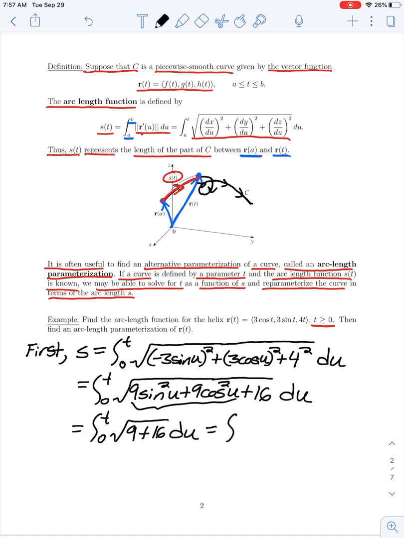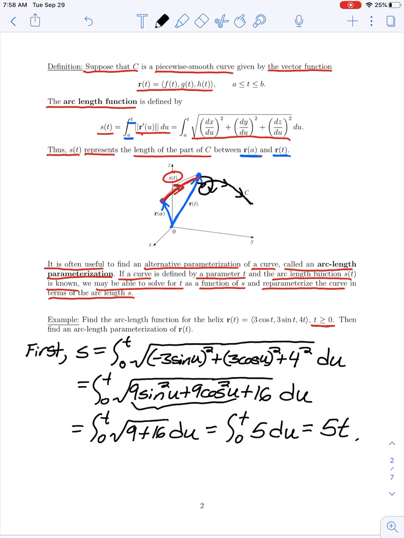Now that is the integral from 0 to t of the square root of 25, or 5 du, which would give me 5t. So I found my arc length function. The total distance that I travel along this helix, starting at time 0 and moving forward, is equal to 5 times t.